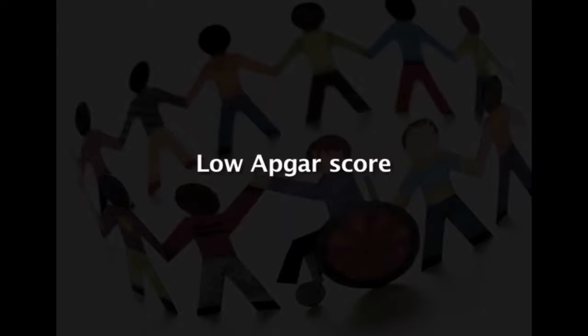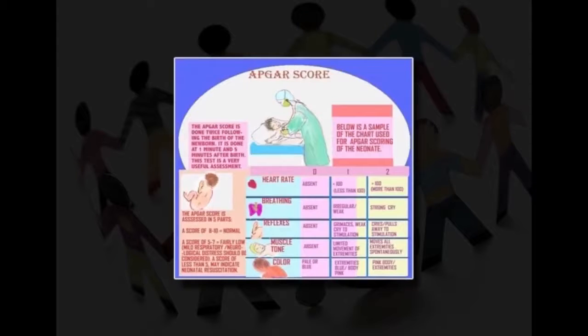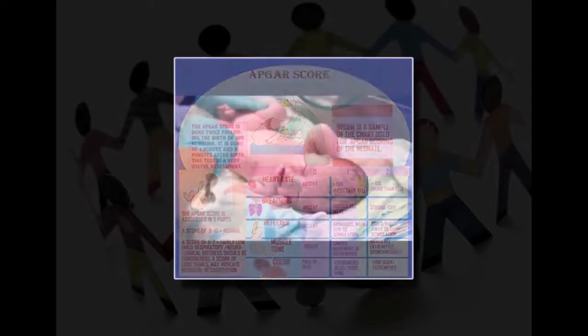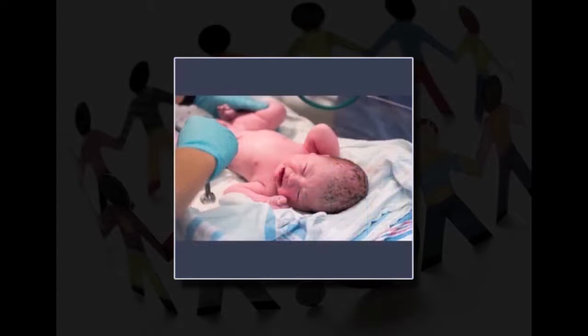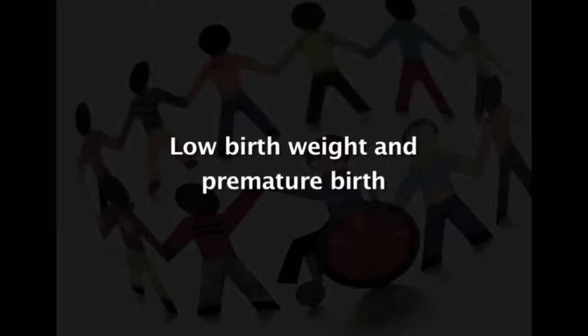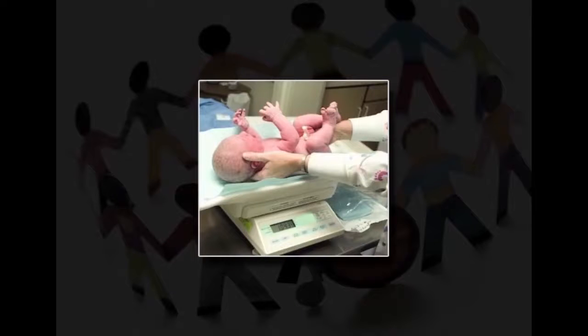3. Low Apgar score. The Apgar score is a rating or numbering that reflects the newborn's condition. To determine the Apgar score, the doctors periodically check the baby's heart rate, breathing, muscle tone, reflexes, and skin color in the first few minutes after birth. Then they assign points. The higher the score, the more normal the baby's condition. 4. Low birth weight and premature birth. The risk of cerebral palsy is higher among babies who weigh less than 2.5 kgs.